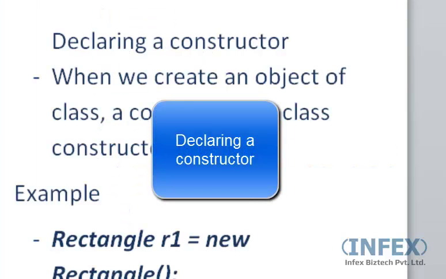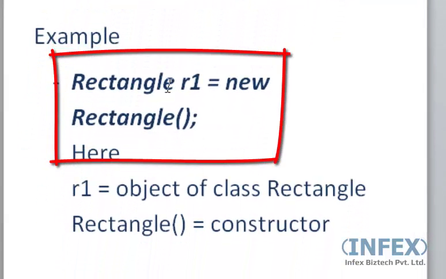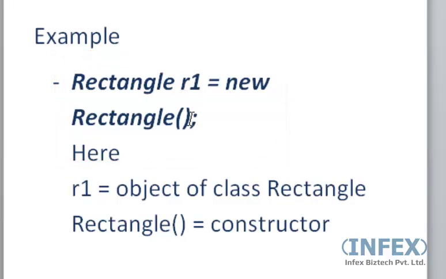How to declare a constructor? When we create an object of a class, the corresponding class constructor is called. Here is the example. Here Rectangle is the class name, R1 is the object name, and this Rectangle followed by the parenthesis is the constructor.